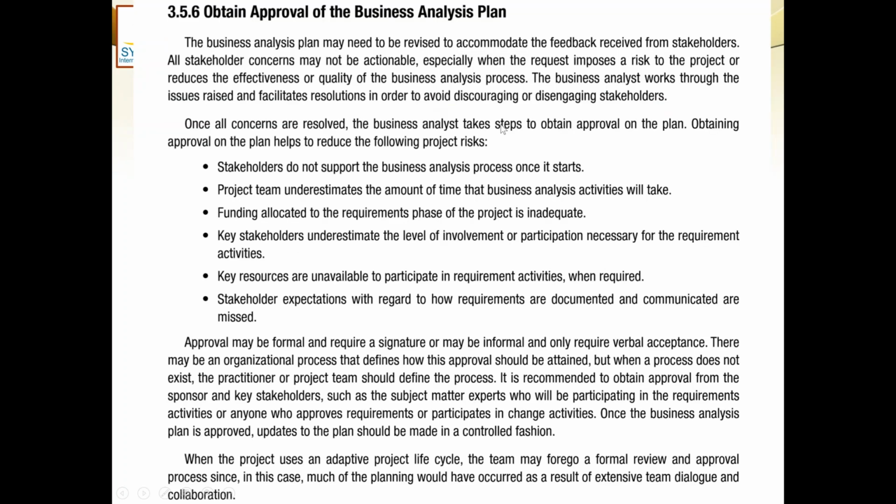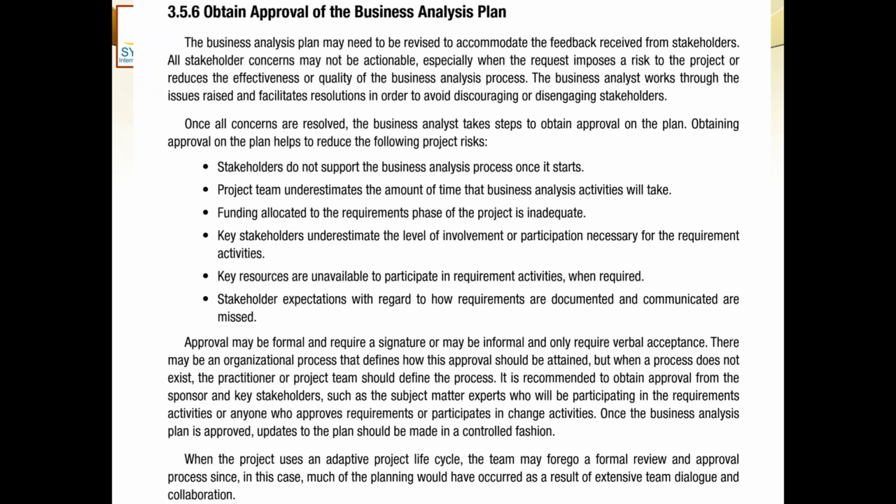Now is the time to obtain approval for the business analysis plan. You have already reviewed it, shared it, and now is the time to obtain the approval of the business analysis plan. The business analysis plan may need to be revised to accommodate the feedback received from stakeholders. So once we were reviewing it with the stakeholders, they might have come up with a number of arguments, some changes suggested. So we must have made necessary corrections so we can get this document approved.